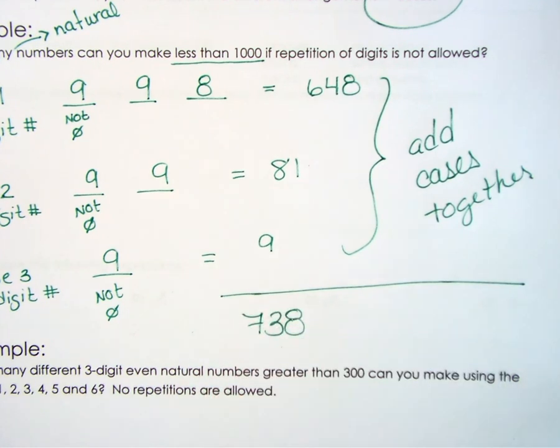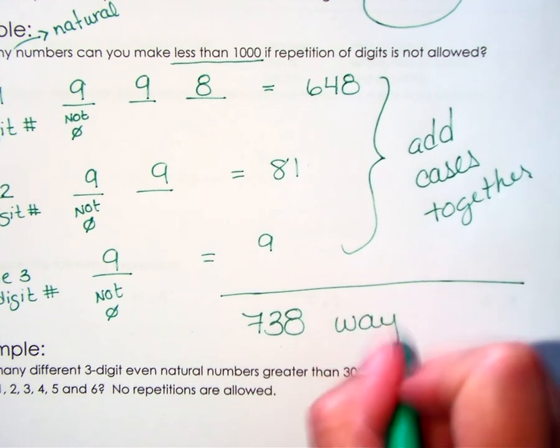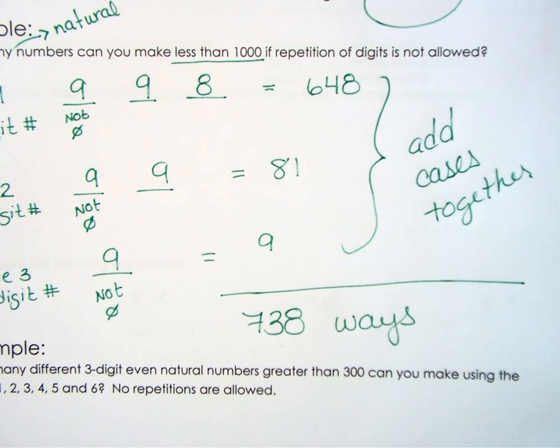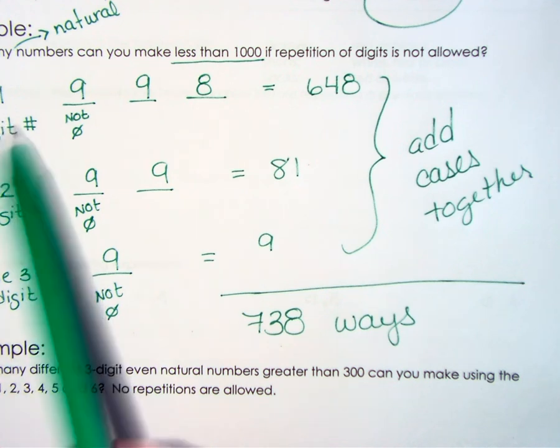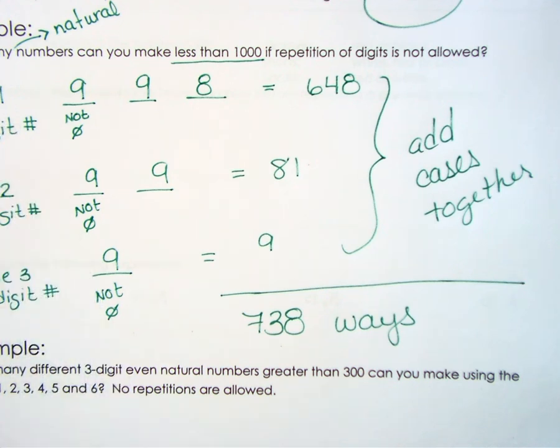Why did we add them and not multiply? Because they're not all happening at the same time. We're looking for how many numbers in total are less than 1,000. So we're not looking for a 3-digit number and a 2-digit number and a 1-digit number that are less than 1,000. We're just looking for the total number. So this is why these aren't multiplied. You only multiply when you're looking for things to happen at the same time.